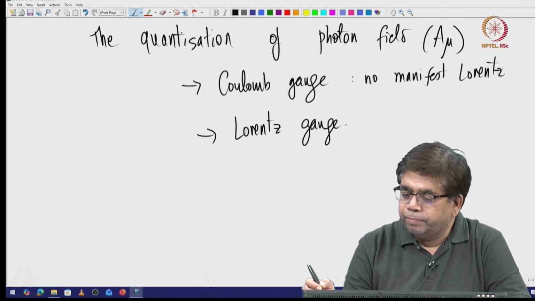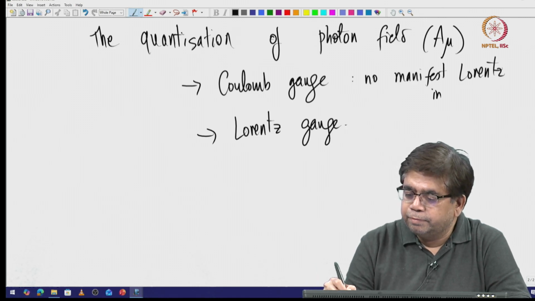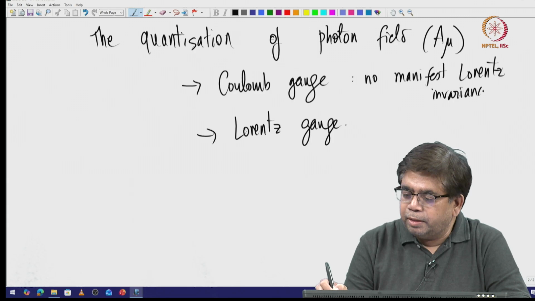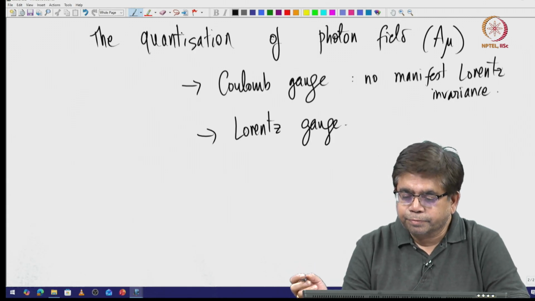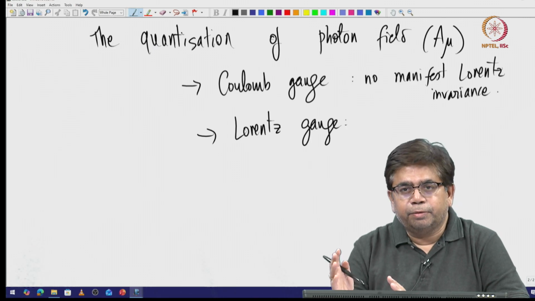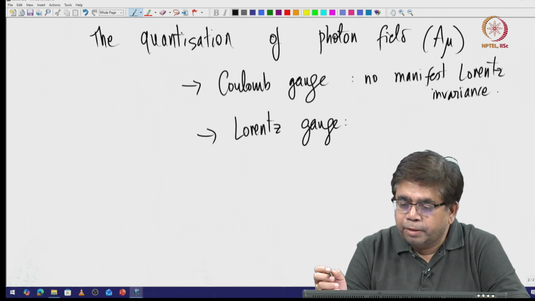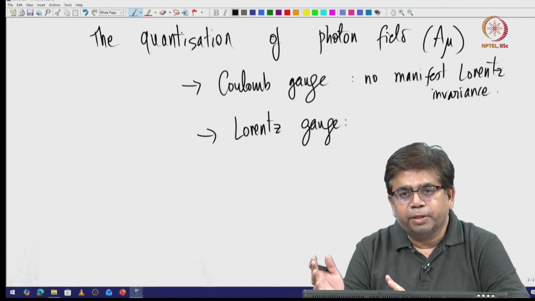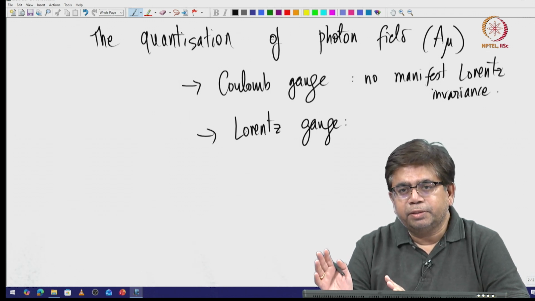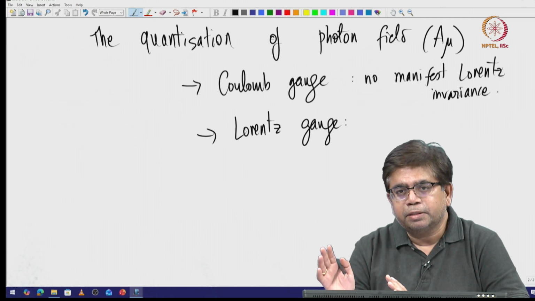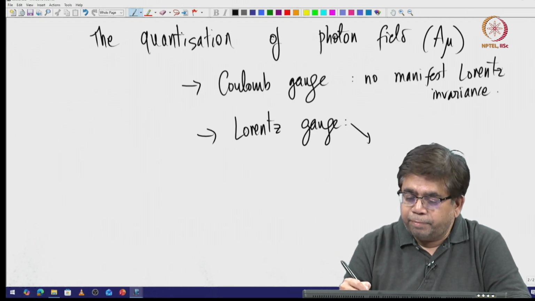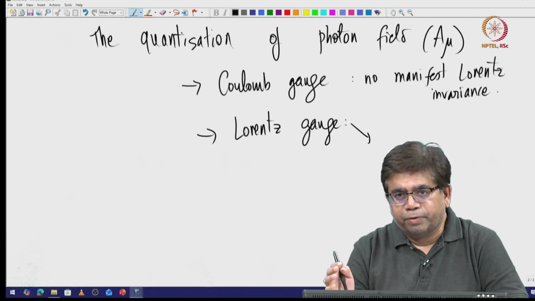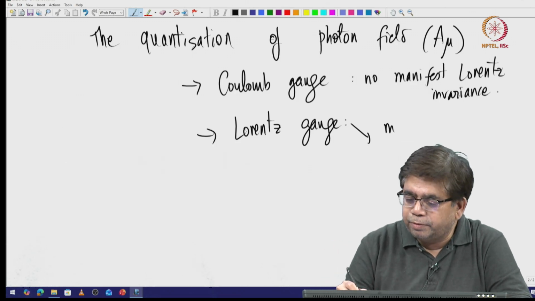Okay, because you do not have manifest Lorentz invariance, it becomes much more difficult to keep track of all the calculations and everything. Okay. So, if you are computing things, we need something which has manifest Lorentz invariance, and that is the reason why we choose the Lorentz gauge, but then it has its own problems.